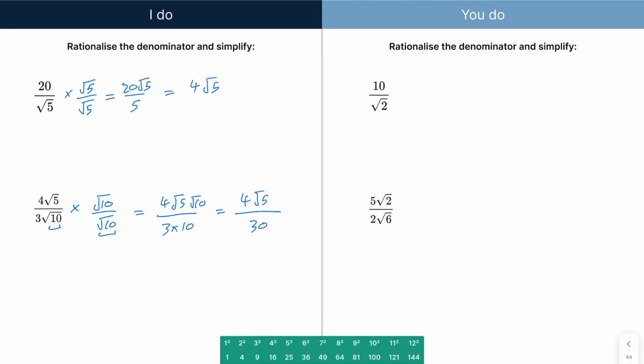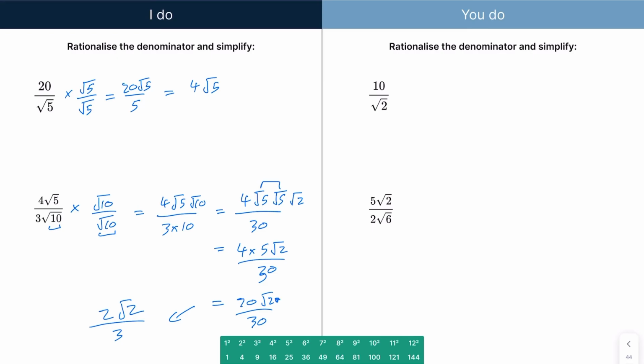And the root 10 can be broken down into root 5 root 2. And these two can combine. So that gives me 4 times 5 root 2 over 30, sorry, which becomes 20 root 2 over 30, let's just say 2, there we go. And then that becomes 2 over 3 root 2.